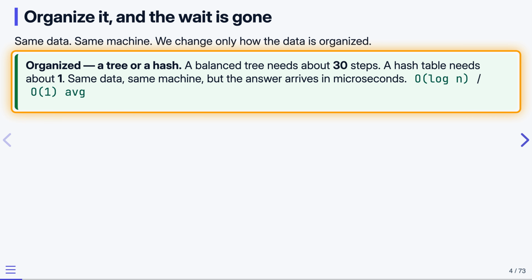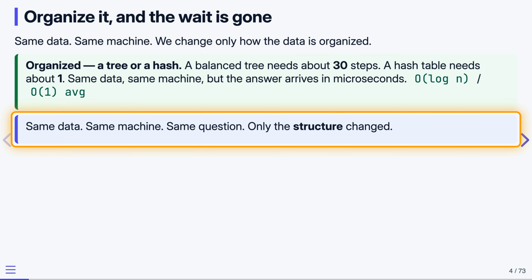Now let's organize the same data. With a balanced tree, we need only about 30 steps. With a hash table, about 1 step. Same data, same machine, but now the answer comes back in microseconds. We call this big O of log n, or big O of 1. So what changed here? Not the data, not the machine, not the question. Only the structure changed. That single idea is the heart of this whole course.